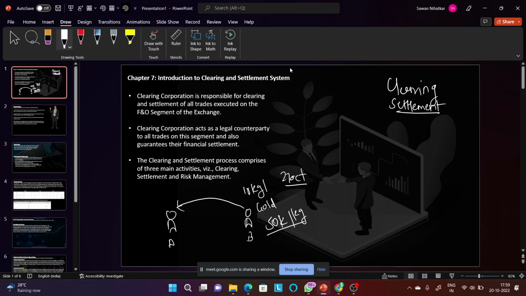So on 27th of October, what will happen? B will deliver this particular underlying asset to A, and on the other hand, A will be paying 50,000 rupees per kg, 50,000 multiplied by 10, which is 5 lakhs, and he will be taking the delivery of gold. So this exact process which happens on the expiry date, that is what we call a settlement. So settlement is basically nothing but settlement of contracts.